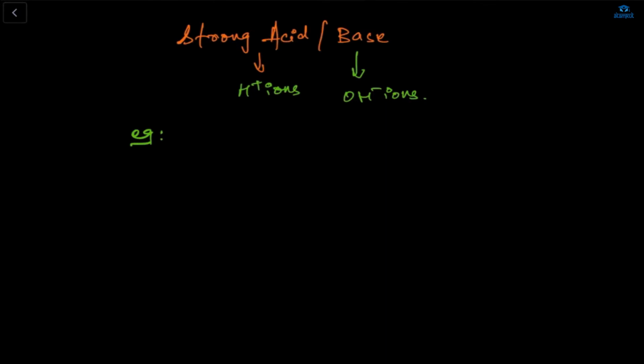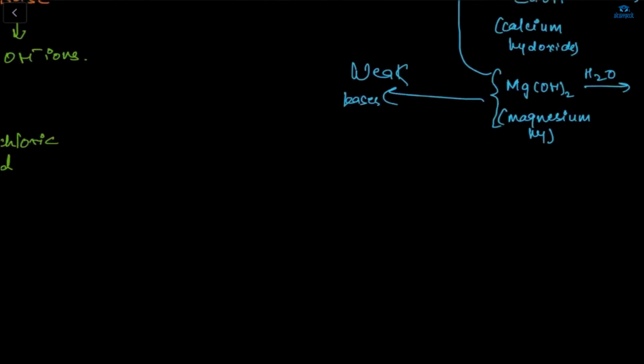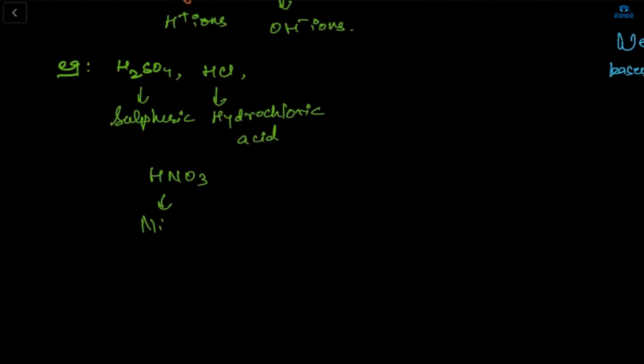And what are the examples of strong acids? H2CO3, H2SO4? H2CO3 is a weak acid. It's not. HNO3. See, H2SO4, HCl. This is sulfuric acid, and this is hydrochloric acid. And one more strong acid I discussed that day. Is it HNO3? Yeah, HNO3, nitric acid.